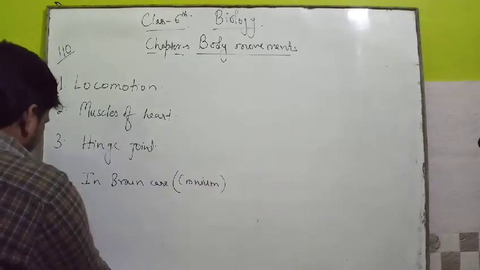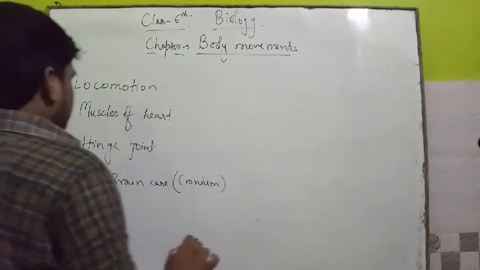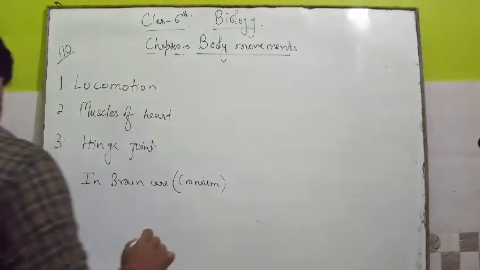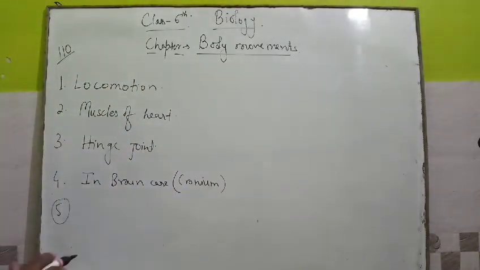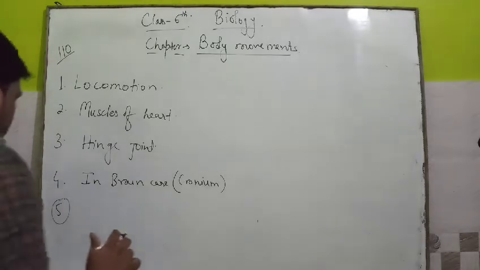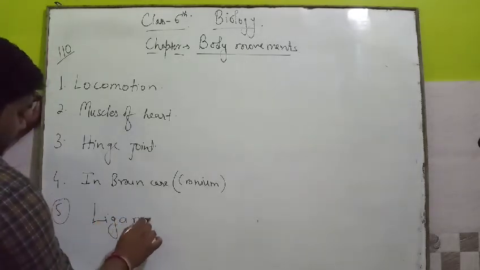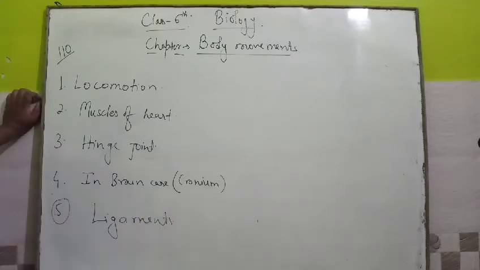Now the fifth question is: name the tissue which holds bones together at the joint. That is ligament. Clear? These are the answers to the questions. Okay, first note it.